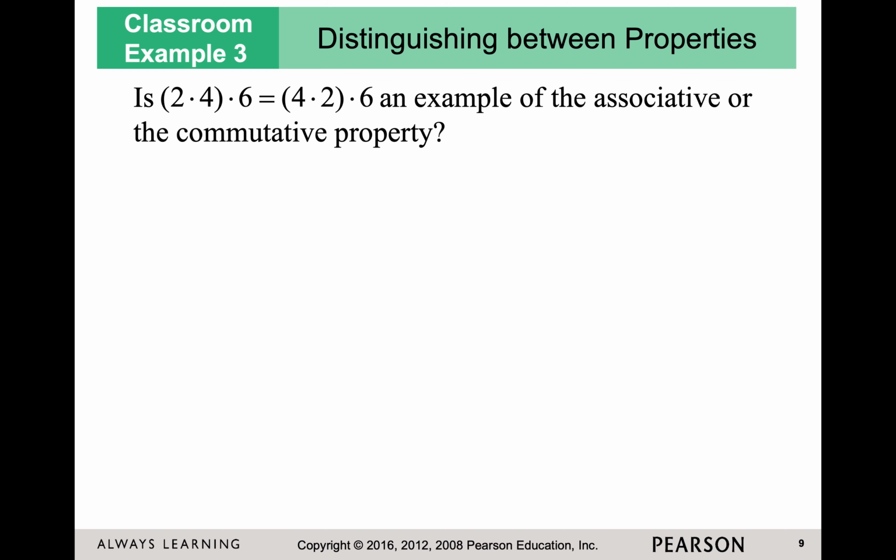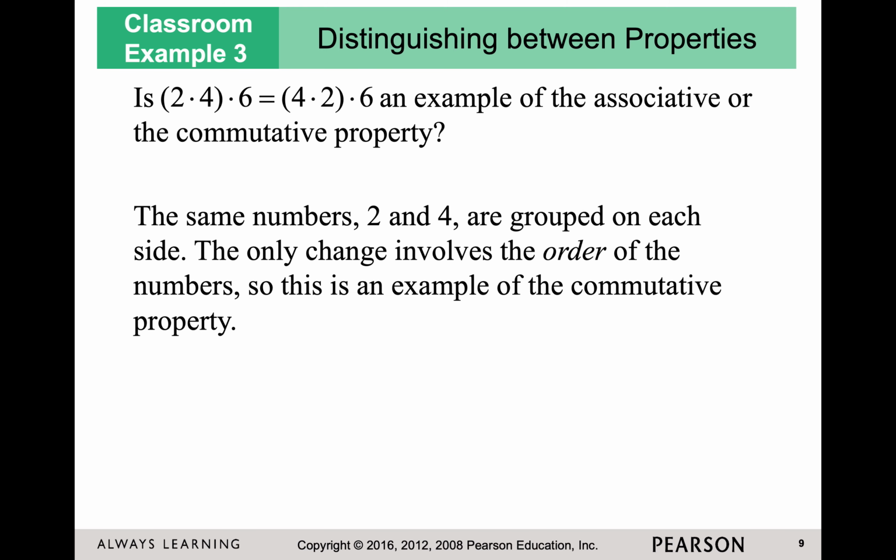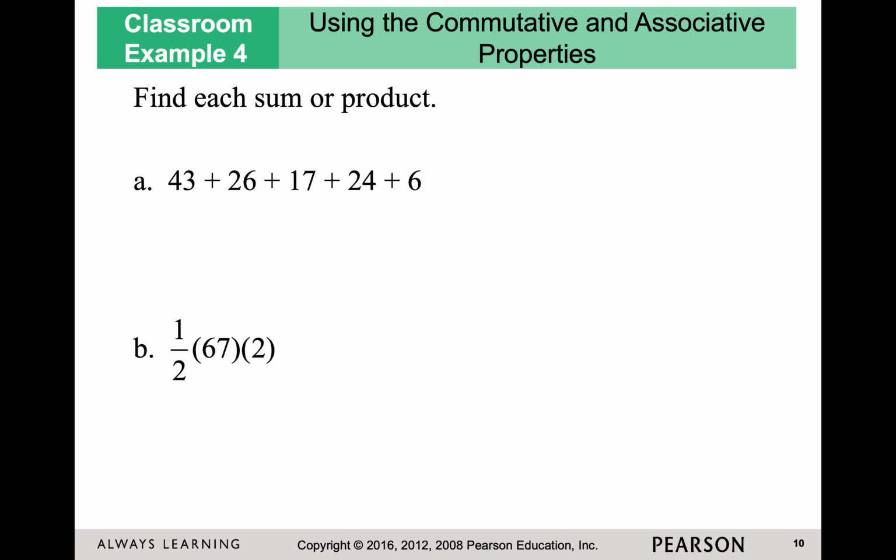So here, a lot of students get here and they say, oh, it's associative because I see parentheses. But what's really happening? Let's look at the difference here. In the first one, I have 2 times 4 times 6. And in the second one, I have 4 times 2. So I didn't change the grouping of numbers. It's still 2 and 4 grouped together. I changed the order that 2 and 4 were being multiplied in, which is going to be a commutative property. So don't, in the lab, just look for those parentheses. It's not going to be right.